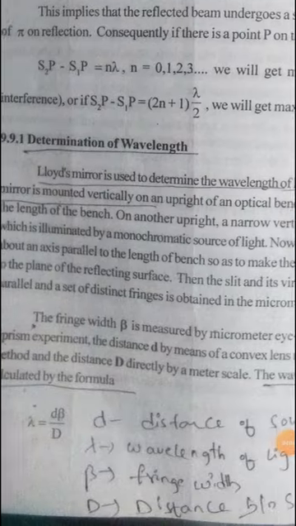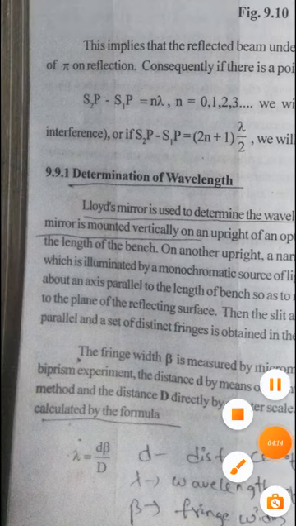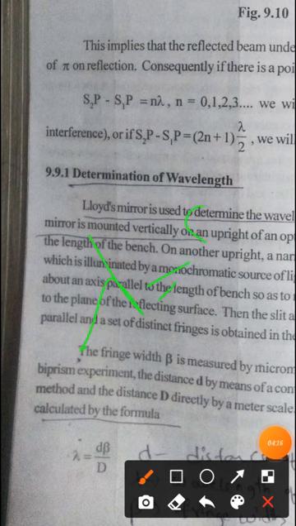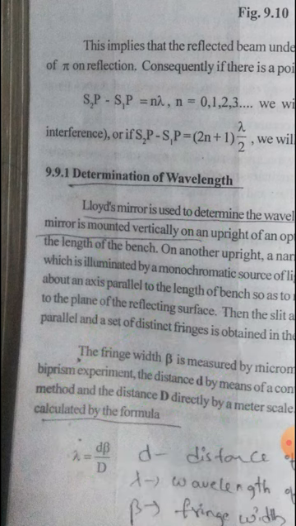So the wavelength of light is calculated by the formula. Simply, Lloyd's mirror is used to determine the wavelength of light. The wavelength is determined by using the formula given by Lloyd: lambda is equal to d beta by capital D.